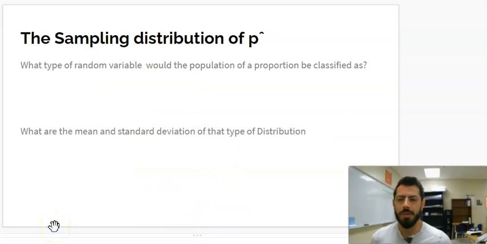So, what type of random variable would the population of a proportion be classified as? Well, let's think about it. It's essentially a binary scenario because if you're trying to find what proportion of a thing fits a certain criteria, it either does or doesn't fit that criteria.